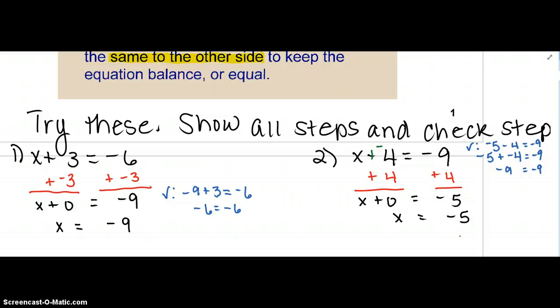Here are the steps and answers for these two problems along with the check steps. Take a minute and make sure that you are doing these correctly, including all of your steps. Now let's move on to the next page.